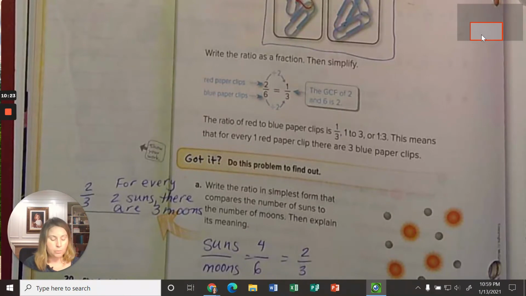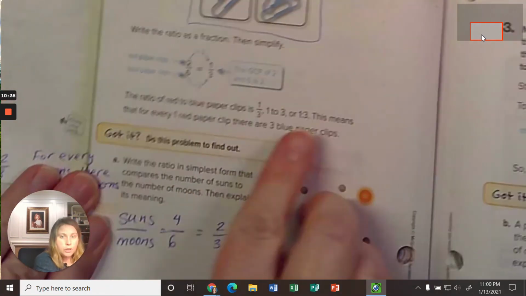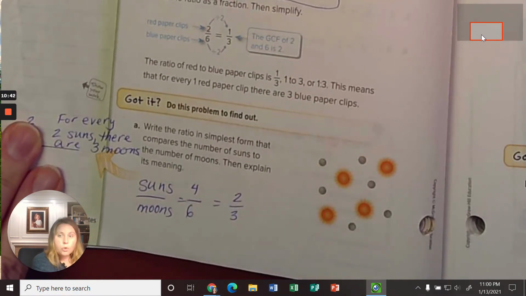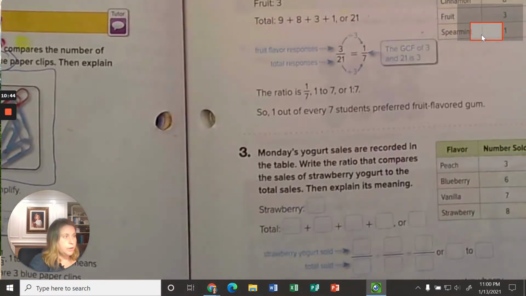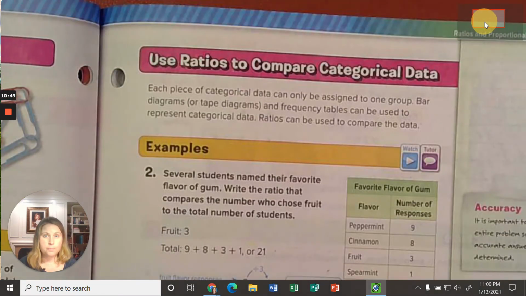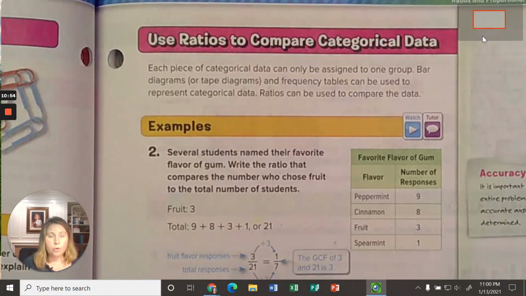Okay, so let's go ahead and move on to page 21. Use ratios to compare categorical data. So categorical data is a little bit different than continuous data. So these are numbers, so we can just continue counting 1, 2, 3, 4, 5, 6. Okay, categorical data, if you look at the root word in categorical, the root word is category. So when we can group something into categories, there isn't any overlap.